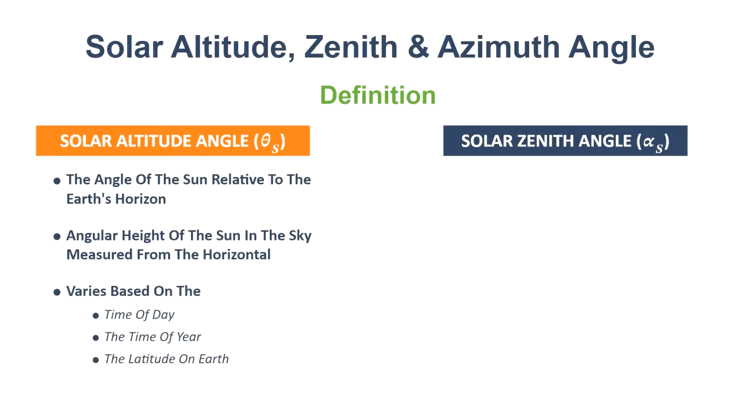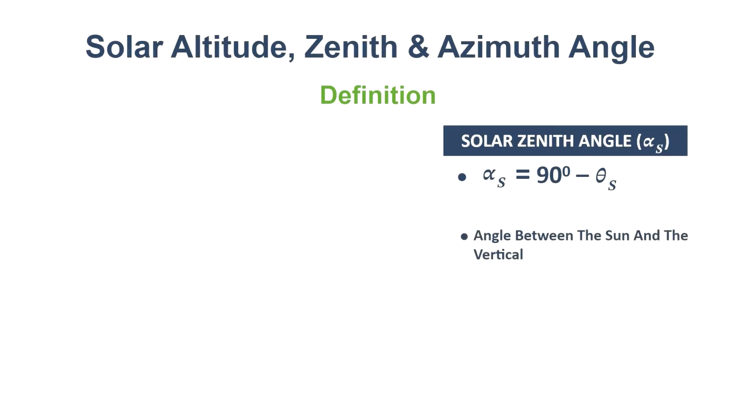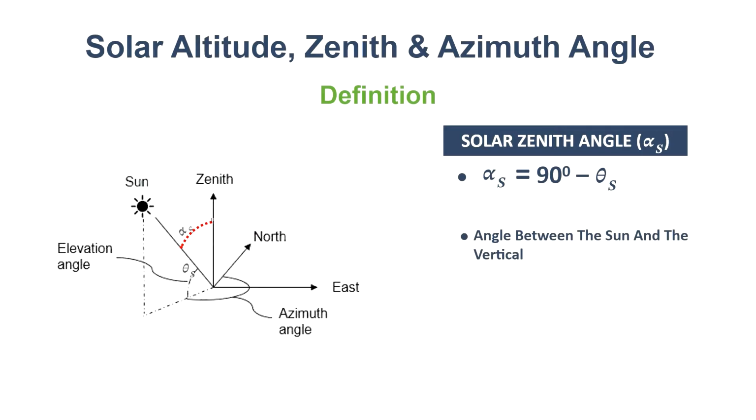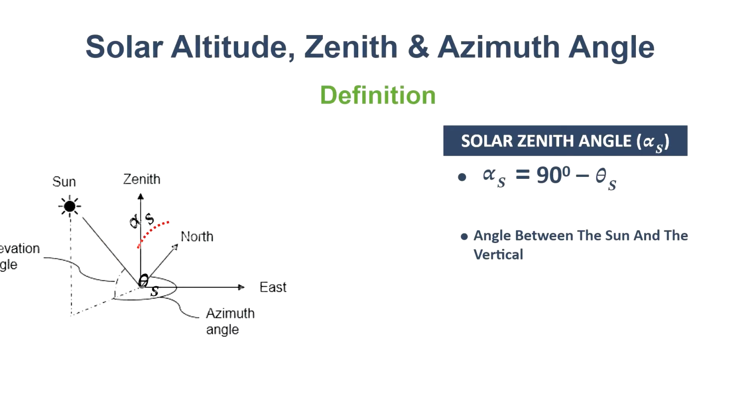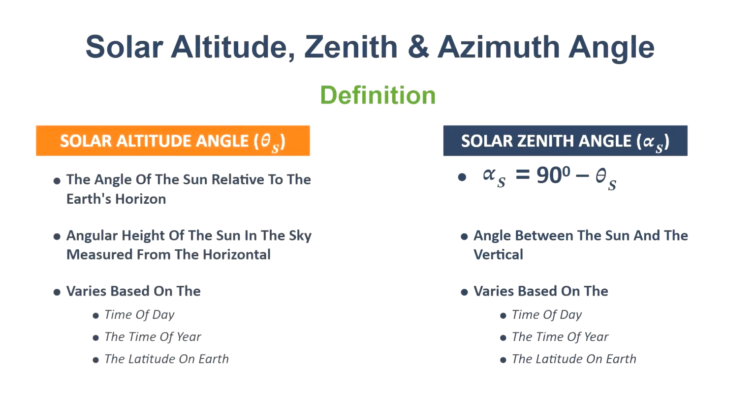Next is the solar zenith angle. As we have already mentioned, solar altitude and solar zenith angles are complementary to each other. Let's know the definition of zenith angle first. By definition, the zenith angle is the angle between the sun and the vertical. The zenith angle is similar to the elevation angle, but it is measured from the vertical rather than from the horizontal, thus making the zenith angle equal to 90 degrees minus the elevation. Similar to the solar altitude, zenith angle also changes throughout the day and year and with the variation in latitude.